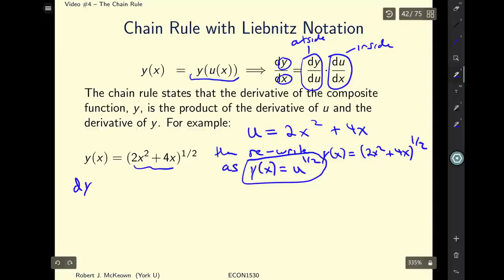And if I want to know the change in y with respect to x, take the derivative, that should be d, the derivative with respect to u, excuse me, that's the derivative of y with respect to u. I'm going to take the derivative of this thing with respect to u. And so I get 1/2 u to the negative 1/2.